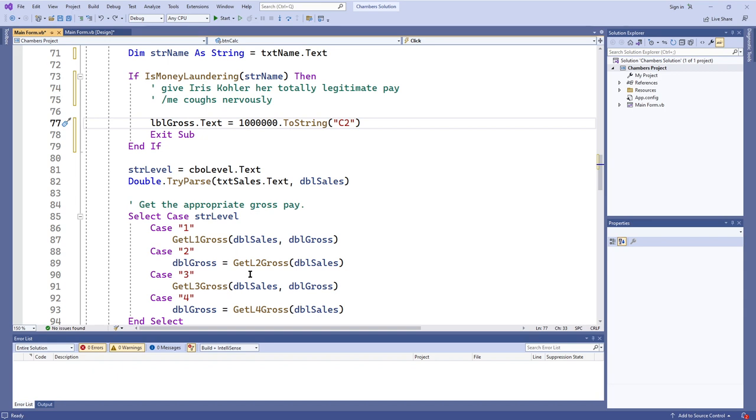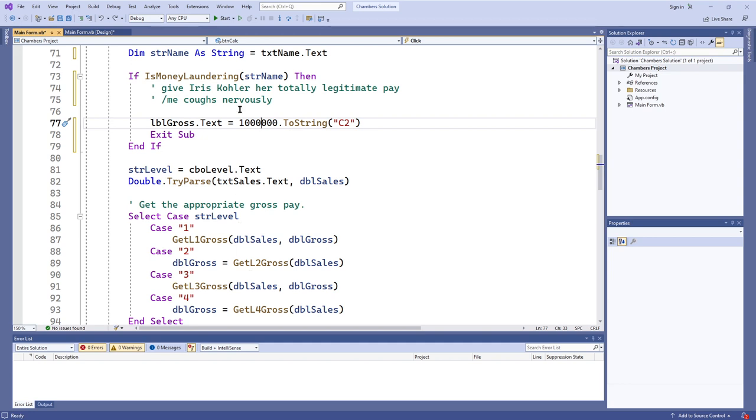Because Iris Kohler level 1, $10,001, is 1 million. But Little Miss Marley, level 1, $10,001 is $400.01, right? Well, it's not so hard, luckily. It actually only adds one more test, as long as, for all the other tests, we don't use my name.